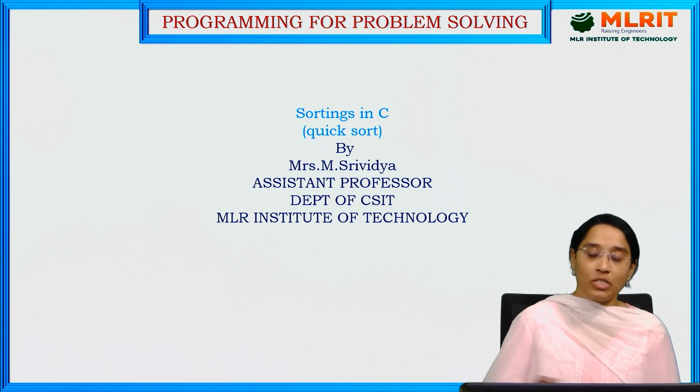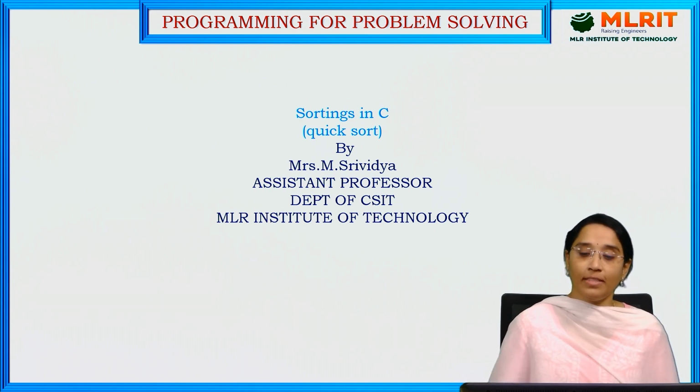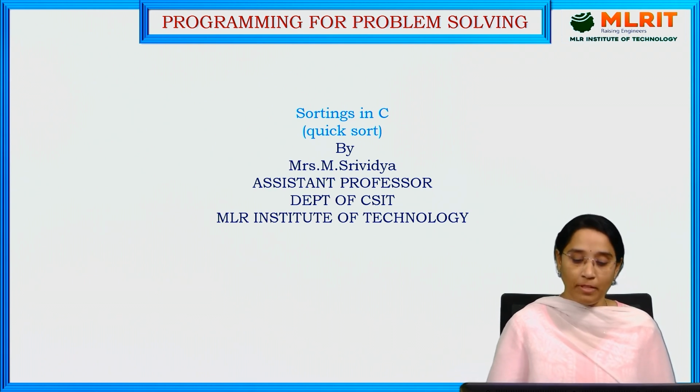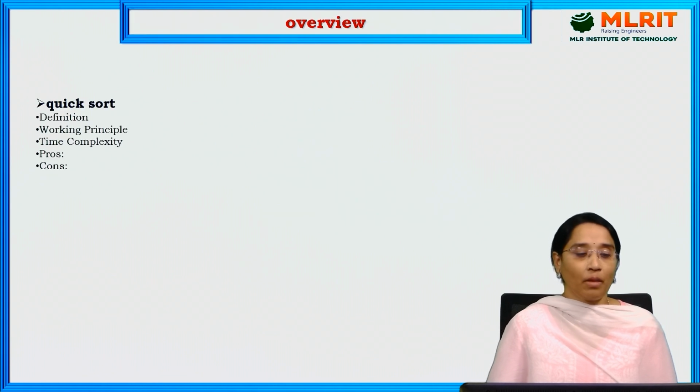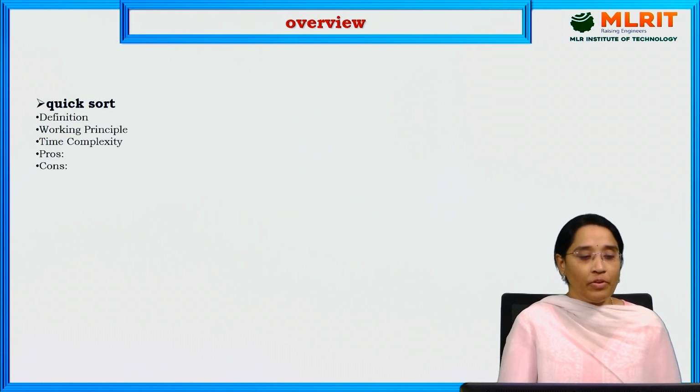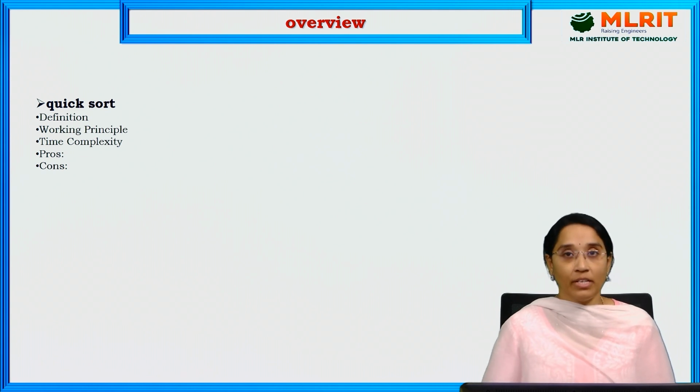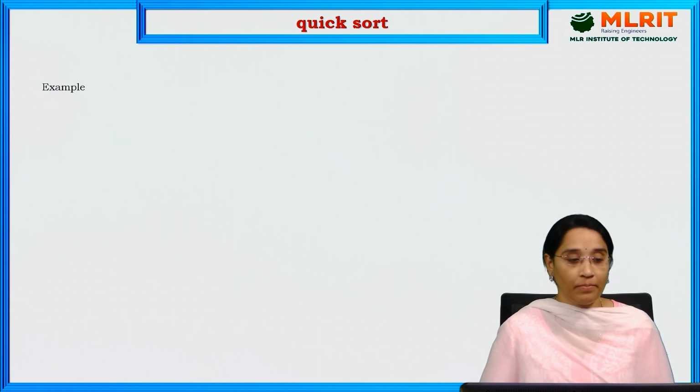Today I am going to discuss quicksort in C. In the previous session, we have seen what is bubble sort and what is insertion sort, so we have seen two sorting techniques. In this session, I am going to discuss quicksort in C. This is the overview. We will see the definition, working principle, time complexity, and advantages and disadvantages of quicksort.